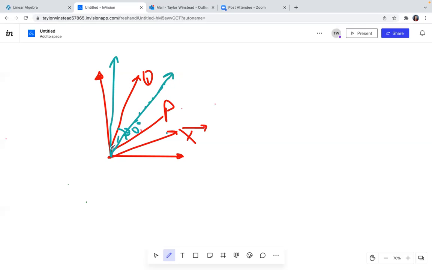And what they want us to do is figure out the angle that the vectors X and T of X enclose. Let's think about this.